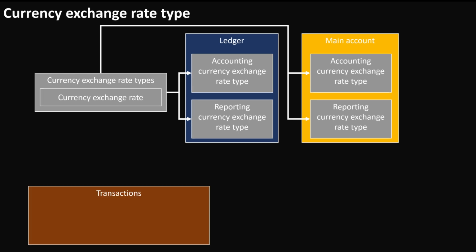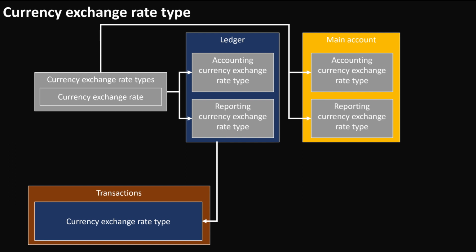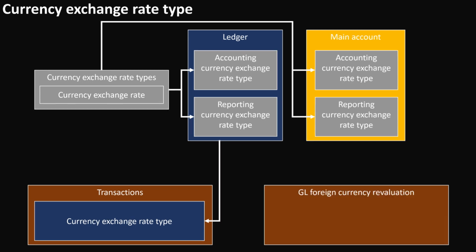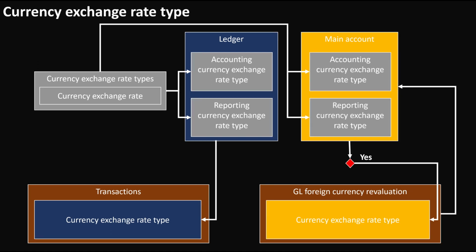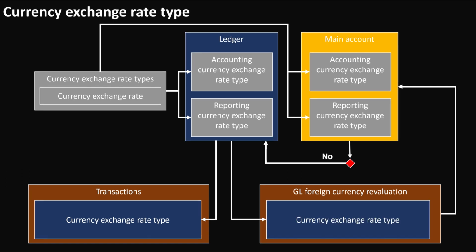During the course of foreign currency transactions, the system will automatically retrieve the relevant exchange rate from the specified exchange rate type on the Ledger setup page. During the General Ledger foreign currency revaluation process, the system automatically checks whether the main account being revaluated has an assigned currency exchange rate type. If one is defined, the system will use the exchange rate from that specified type for that main account. However, if no currency exchange rate type has been defined in the main account, the currency revaluation process will then cross-check the currency pairs exchange rate within the specified exchange rate type on the Ledger setup page and use it.